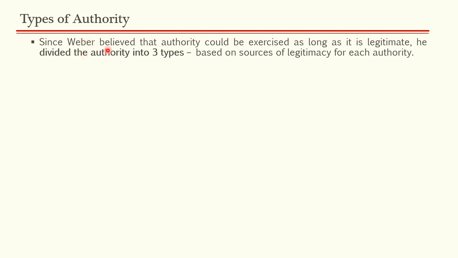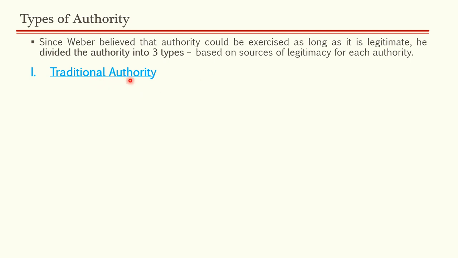So moving on, there are various types of authority that Weber gave us. Basically three types of authority. Since Weber believed that authority could be exercised as long as it is legitimate, as we have seen in our previous slides, only till then you have the authority. And this kind of legitimate authority he divided into three types, which are based on the sources of legitimacy.